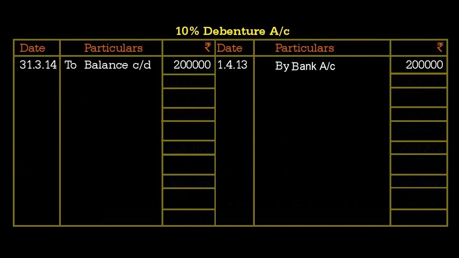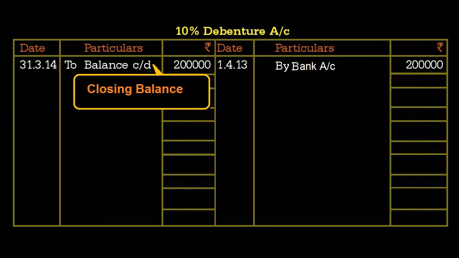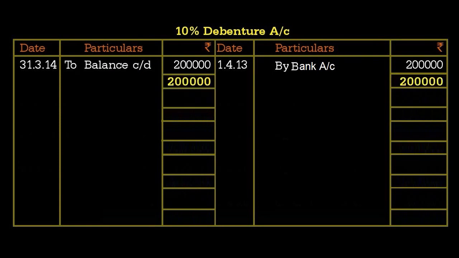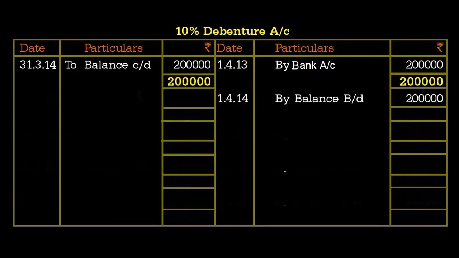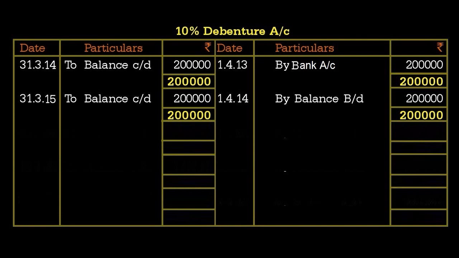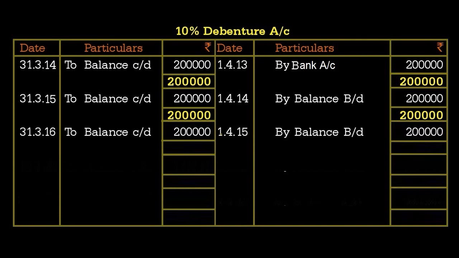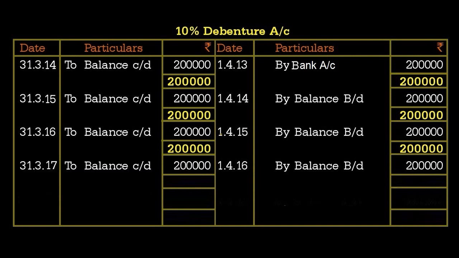Then at the end of the same year, that is 31st/3/14, on the debit side, to balance carried down 2 lakhs. Total of the year is 2 lakhs. That entry is repeated every year till the last year. Every year, 14, 15, then 15, 16, all the years, it is the same: by balance brought down, to balance carried down 2 lakhs.